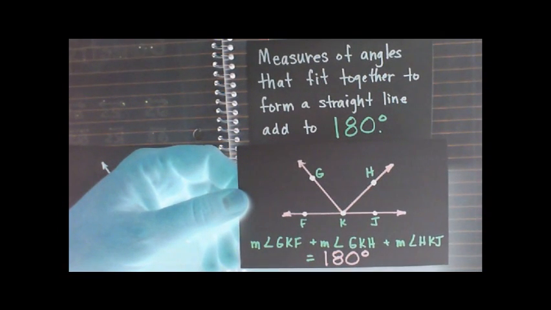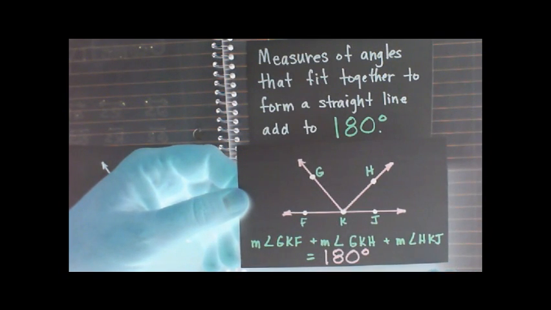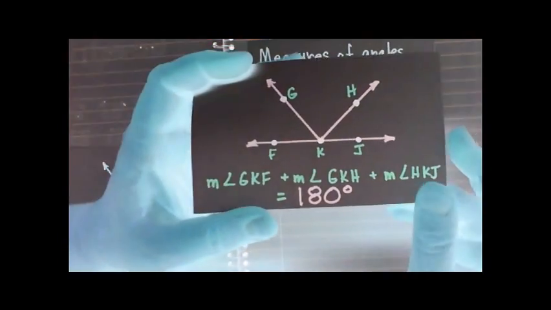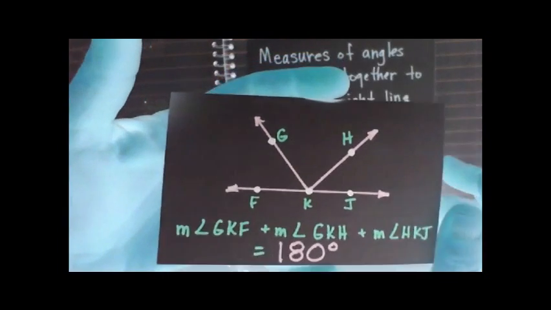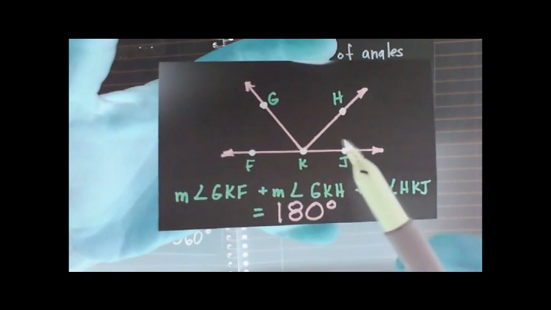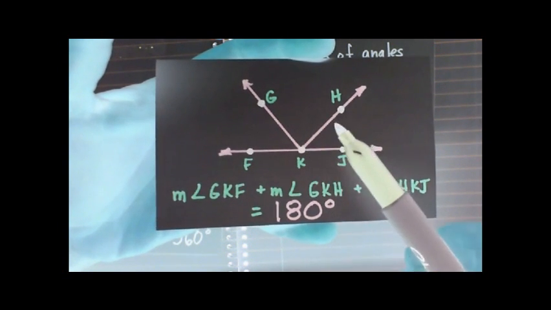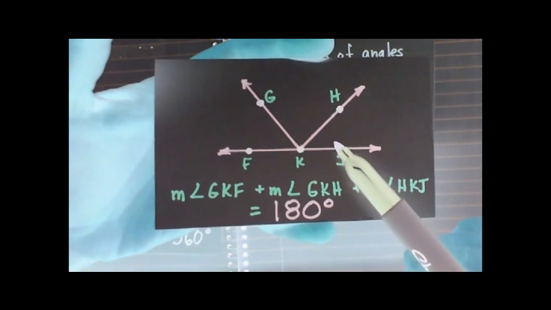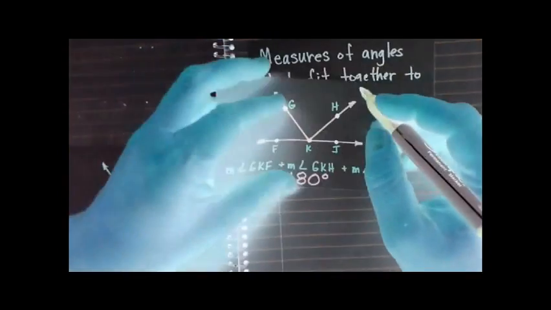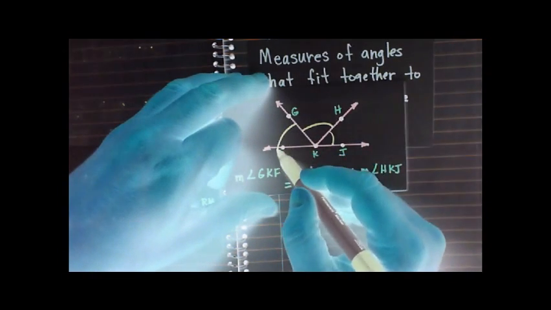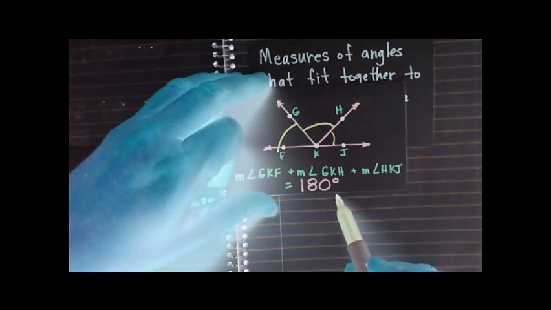A little more on angles here. The measure of angles that fit together to form a straight line, all of those measures add up to 180 degrees. So if I have this figure right here, and I have angle GKF plus angle GKH plus angle HKJ, all of these measures, this one plus this one plus that one, they will all add up to equal 180 degrees.